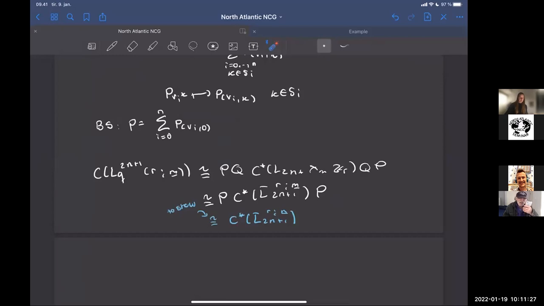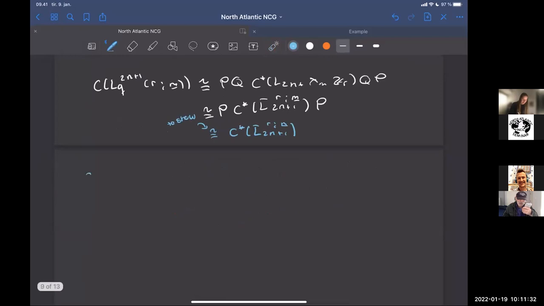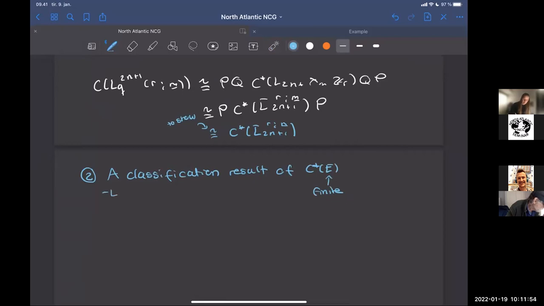Okay, so now I would like to move on with this classification part. So let me first describe this classification result of graph C*-algebras where E is a finite graph by Eilers, Westhoff, Ruiz, and Sørensen.